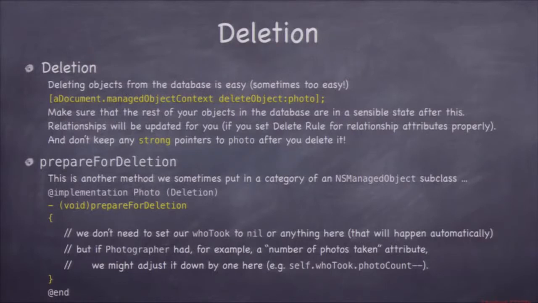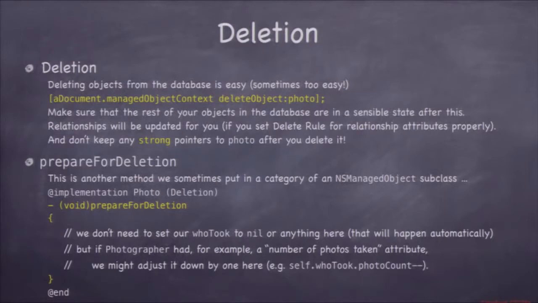Now what would you do in that prepare for deletion? Well, you don't need to do anything with the whoTook or the photos or anything like that. That's all taken care of for you. But what if you had another property somewhere in the database which was counting the photos, and deleting this photo would change that count? And why would you have such a thing? Because it's possible to just query the count of photos that a photographer has, for example. Maybe for efficiency, you're checking something about the photo and keeping this count. And maybe if you delete the photo, you need to update that count. Well, you can do all that kind of stuff here in prepare for deletion.